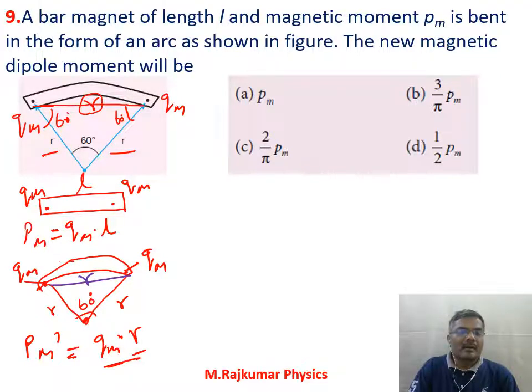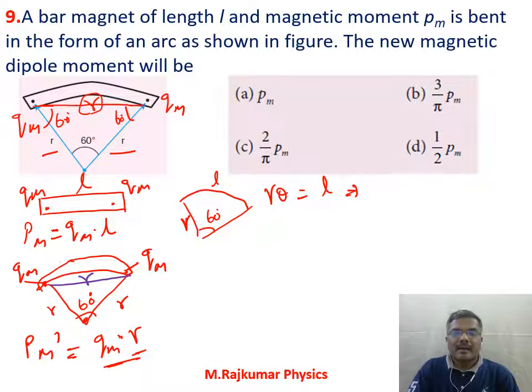So now I have to find out R. Assume this is a bent magnet, so the length of this arc is L, this angle is 60 degrees, and this one is R. If I find R, then I can substitute here and find the new magnetic moment of this bent bar magnet. So what is the relation between this angle, R and L? It will be R into theta. R into theta will be equal to L. So this theta is 60, which I can write as pi by 3, since it's 180 by 3.